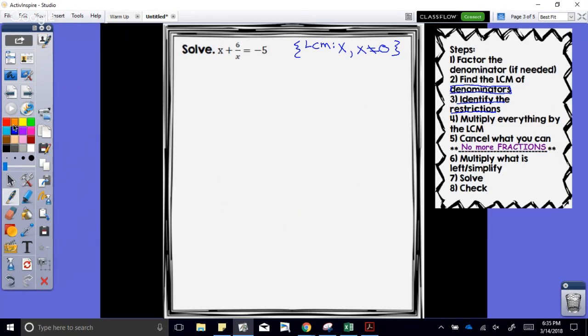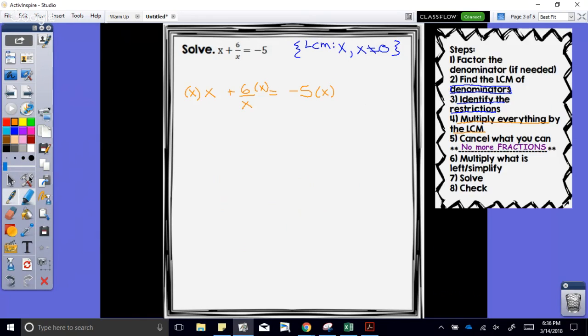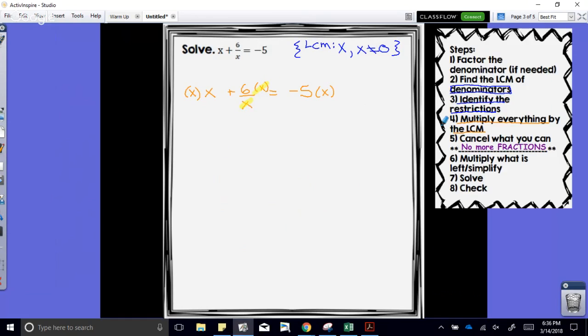So from there, we're going to multiply everything by the LCM. Okay, so what that looks like is we have an x, we have a 6 over x, it equals -5. I'm then going to take the first piece times x, second piece times x, and the third piece times x. You'll notice that this denominator here is now going to cancel, which we said is correct. We should have no more fractions. Okay, so we cancel what we could.